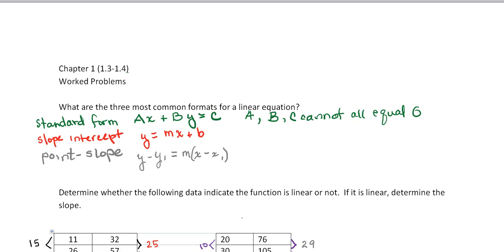We have the standard form that shows up mostly in academic settings, like in books or in academic papers. There is the slope-intercept form, which is y equals mx plus b, where m is our slope and b is our y-intercept, and point-slope, which is y minus y1 equals m times x minus x1, where x1 and y1 are an actual point and m again is our slope.